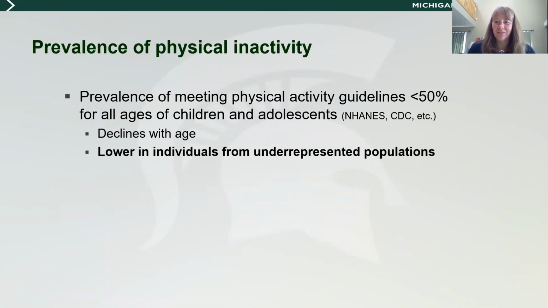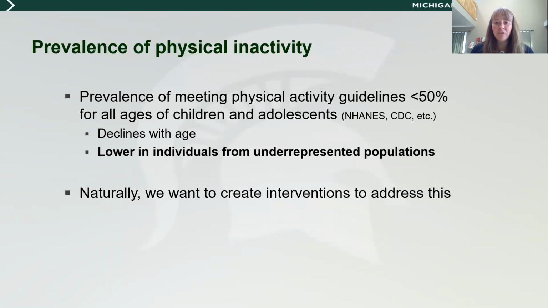I feel like I always have to start by talking about the prevalence of physical inactivity in youth, but I'm really preaching to the choir, I would assume, in this group. Most of you know that people are not meeting physical activity recommendations, and less than 50% of children and adolescents are doing so. Of course, this prevalence declines with age. And the piece that is of most interest for what I'm talking about today is the fact that people who come from underrepresented populations have lower prevalence of meeting physical activity guidelines. Naturally, we want to create interventions in order to address this.